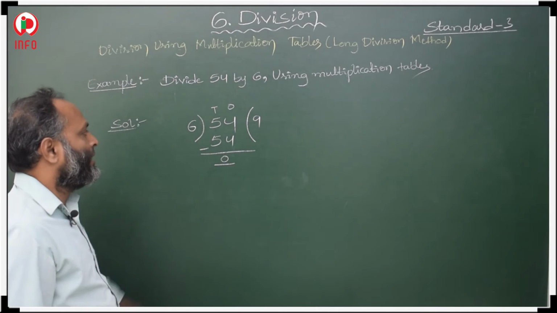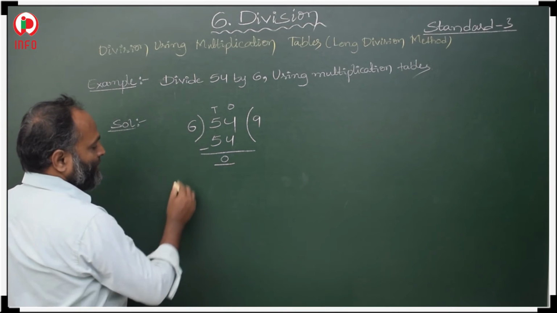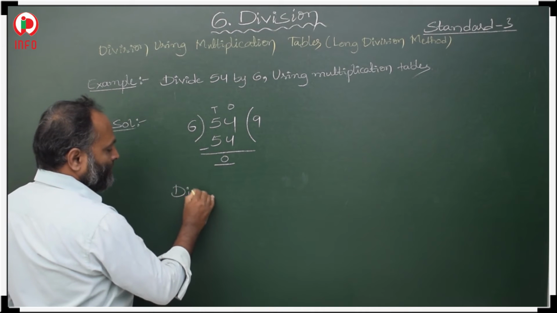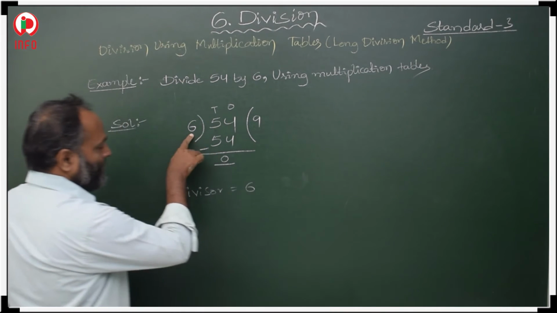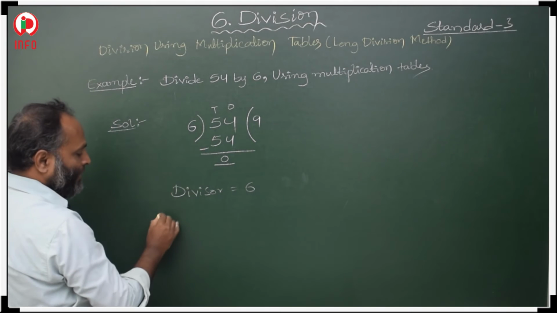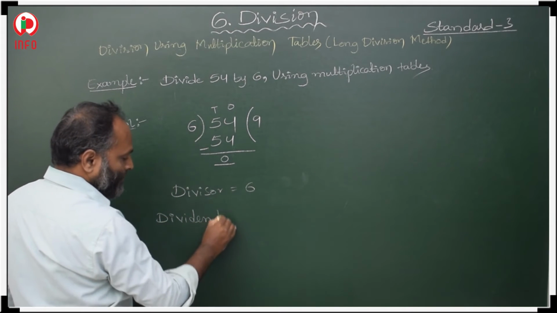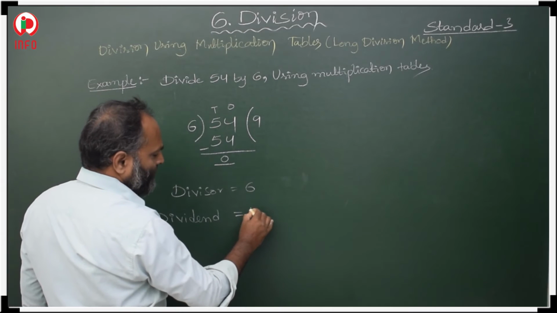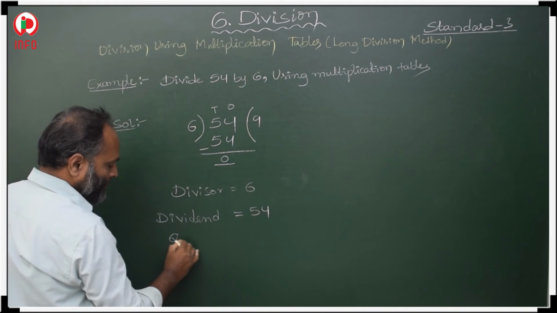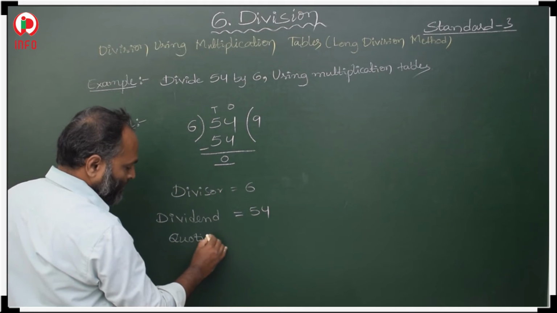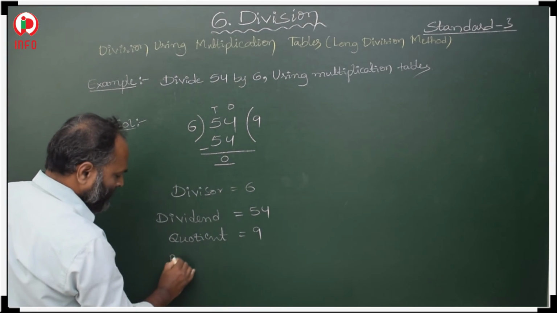After taking this, write your dividend. What is the dividend here? Divisor first. The divisor is 6, 6 is your divisor. This is the dividend. Your dividend is 54, and your quotient is 9, and the remainder.